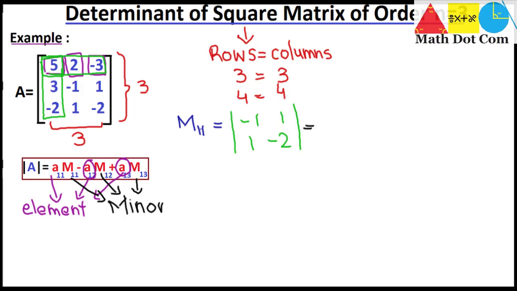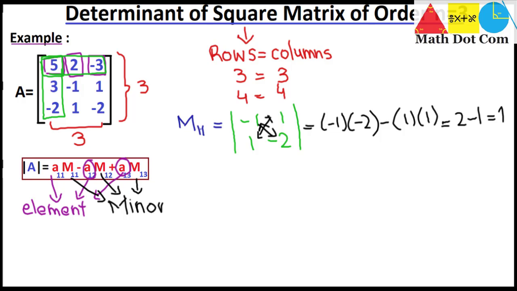So its determinant, M11, will be -1 into -2 minus 1 into 1. What we have to do is multiply the diagonals and subtract them. So what we will get is 2 minus 1, which is equal to 1. So this is the minor of the element M11, and we can easily put this in the formula.